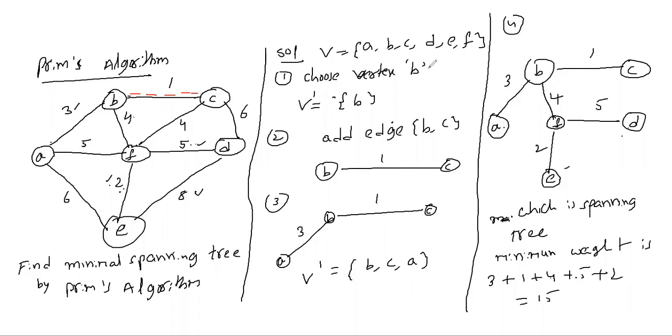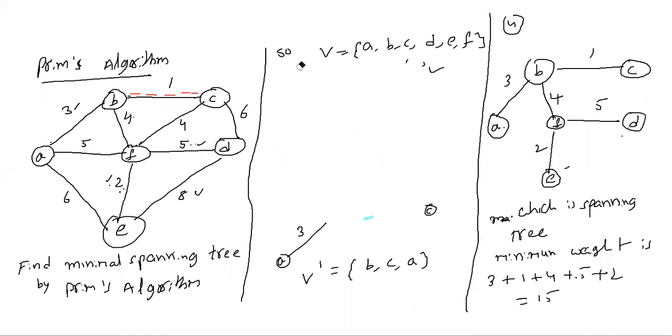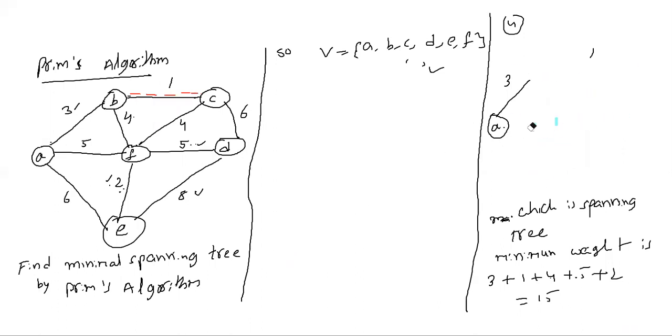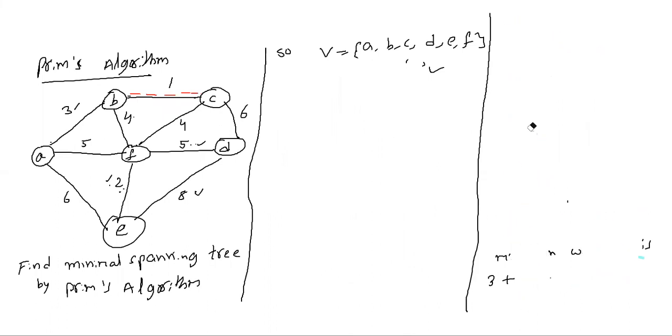So this I started with vertex B. So for example, the same problem, somebody says, no, I can start with vertex A. So in Prim's algorithm, you can start with any vertex, whereas in Kruskal's algorithm, it is not like that. How much did you get for your weight? 15.